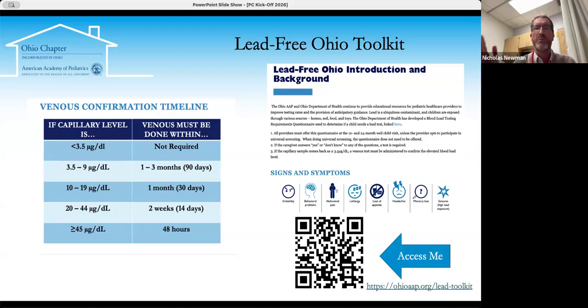So you can see, we don't want these things to just be left, because if you're detecting lead, what you want to make sure is that it's not going up or it's not higher than what the capillary level says. So can I have the next slide, please?